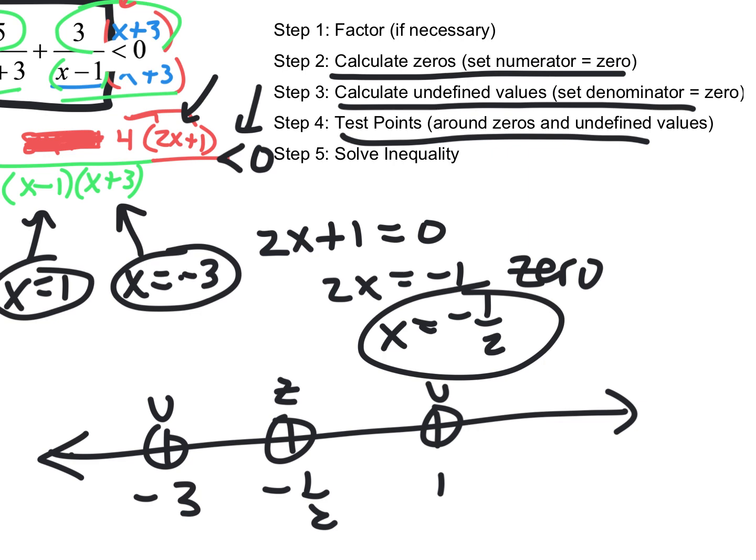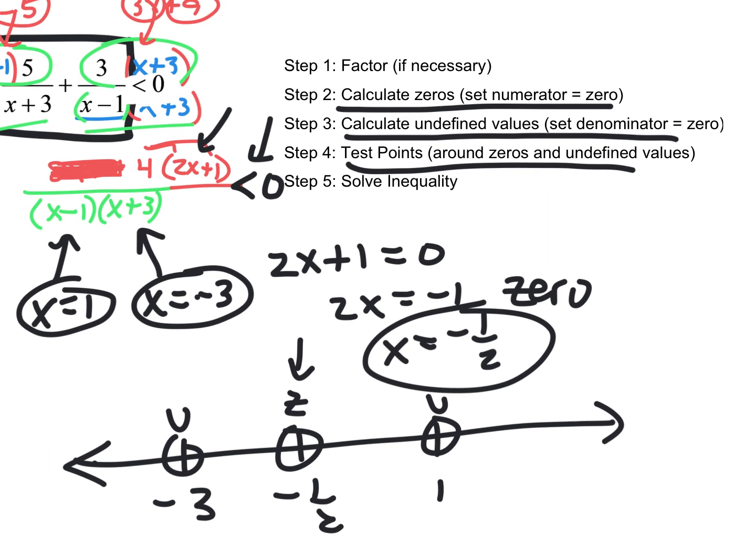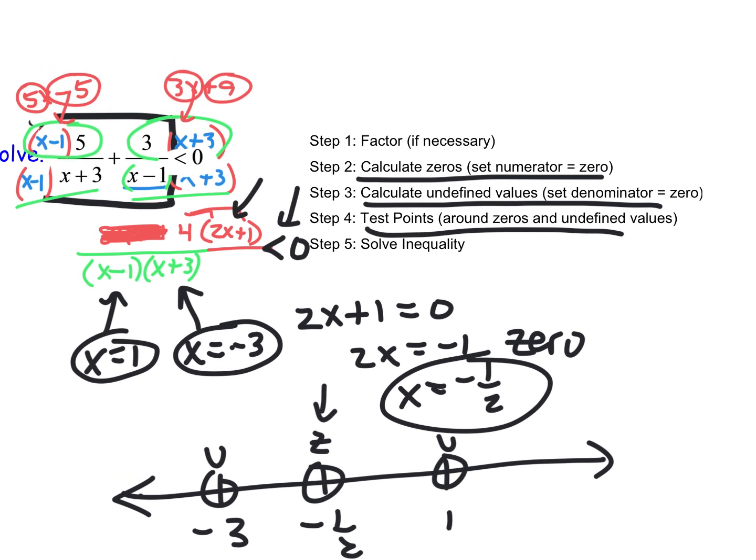It'll kill it. And if it's a 0, like the thing that made the top 0, the thing that made the top 0 was negative 1/2. That'll make it 0 is less than 0, and that's not true, of course. All right, so it doesn't work. We leave these empty circles. Then you have to test the intervals.